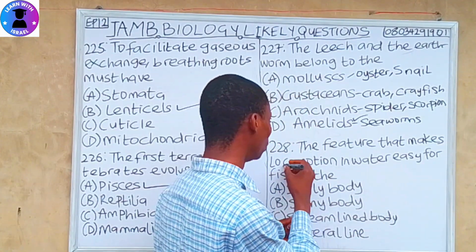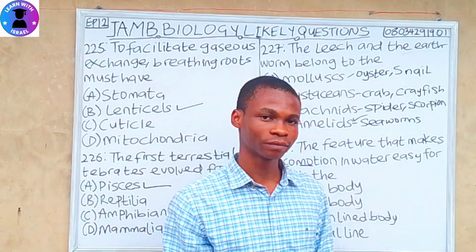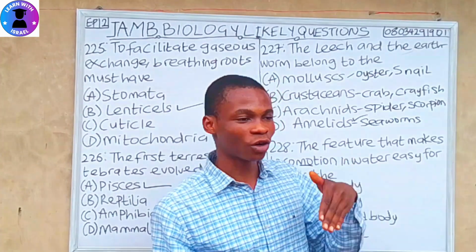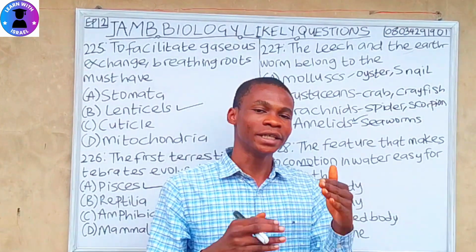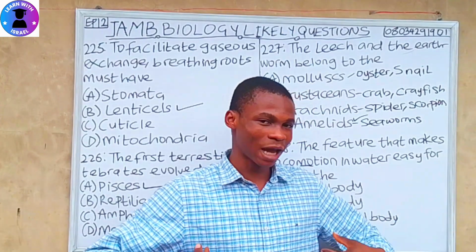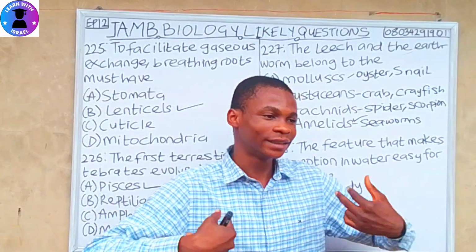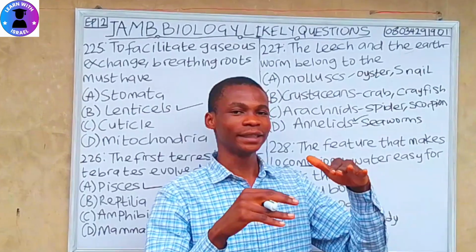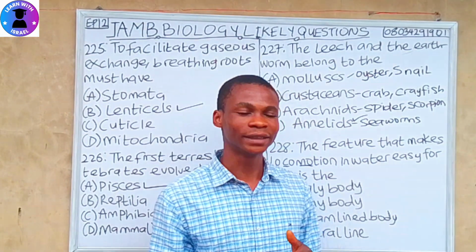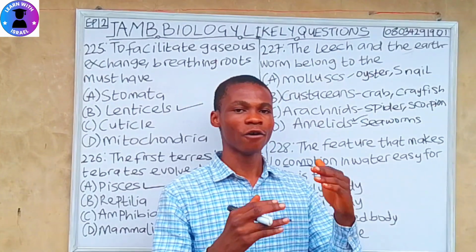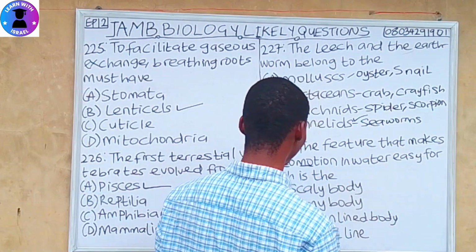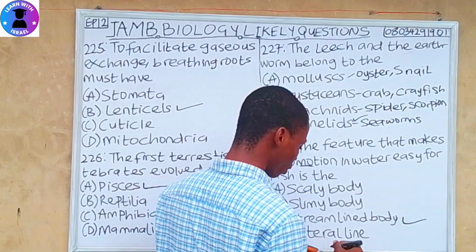And what's locomotion? Locomotion means movement. Streamlined body reduces friction. Friction obstructs movement in water. So the streamlined body in the fishes reduces friction and aids movement in water. So the feature that makes locomotion in water easy for fish is the streamlined body.